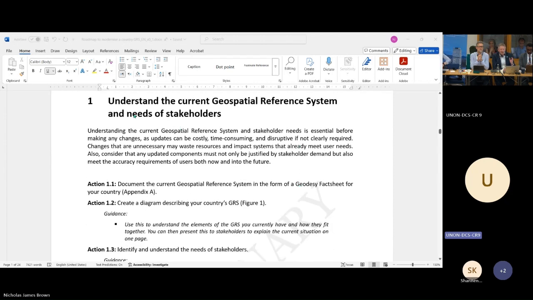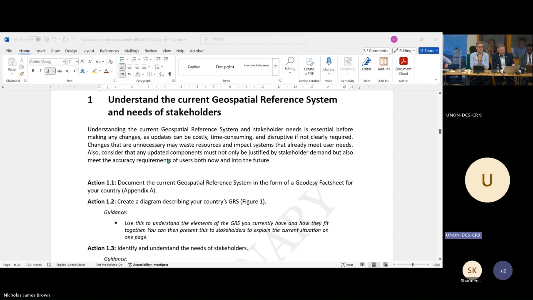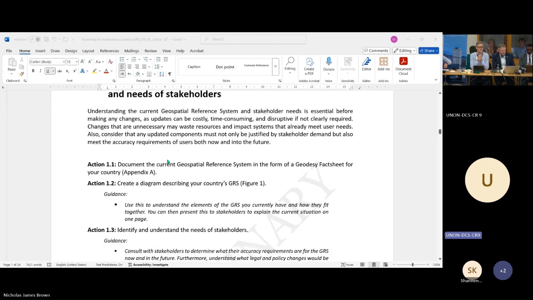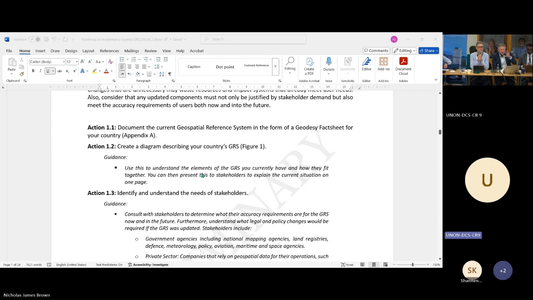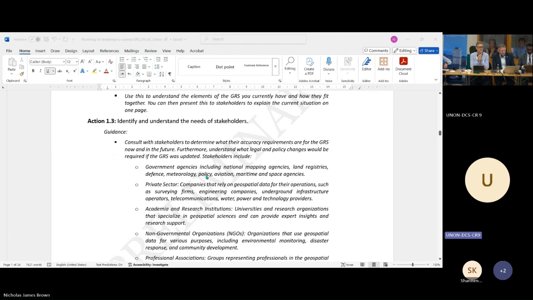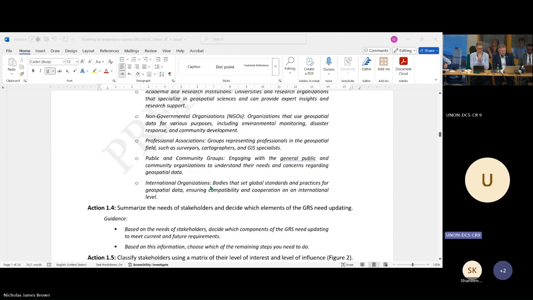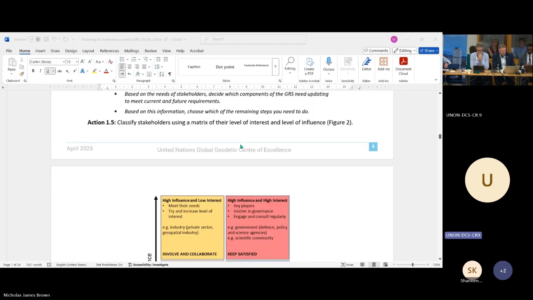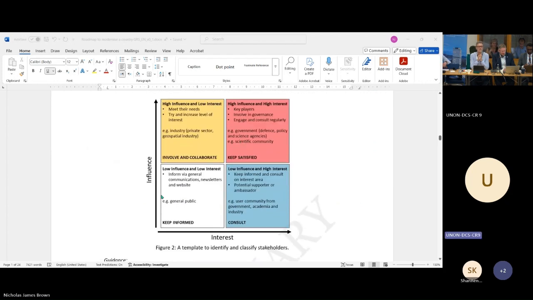But you can see that I've deliberately set it up in such a way that these are steps that you would go through. So coming back to Edna's question just then around what do we do for our country, the first thing you do is step one is understand what are the needs of your stakeholders. So create a diagram like I showed you before of your current reference system, and then go through things like identifying who your stakeholders are across different sectors and summarize what their needs are, looking at how influential they are and what level of interest they are, and what kind of things do these people need in their country in the future.